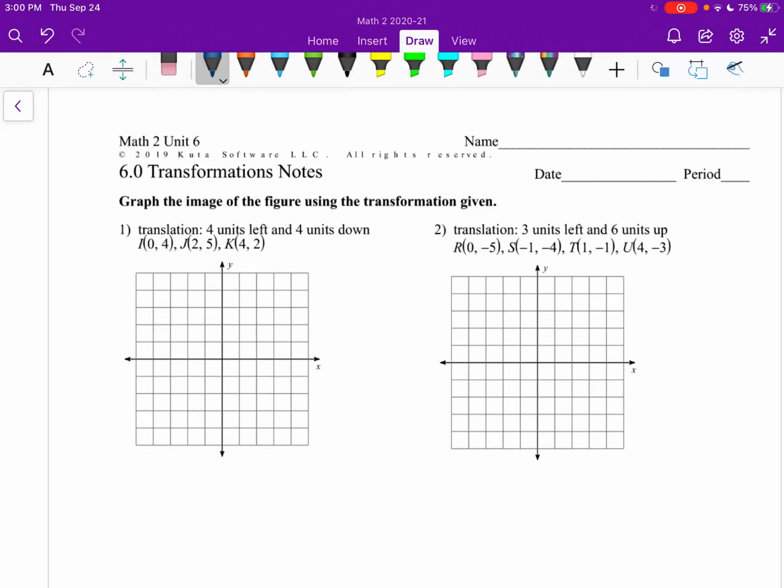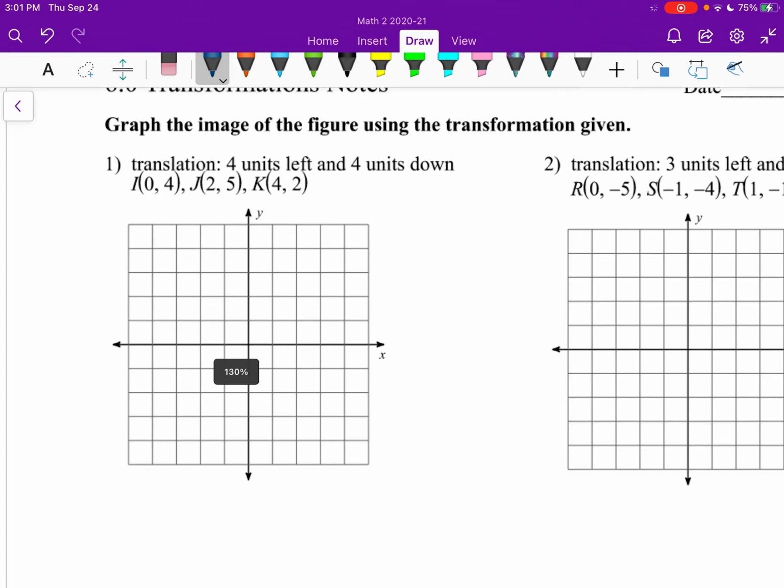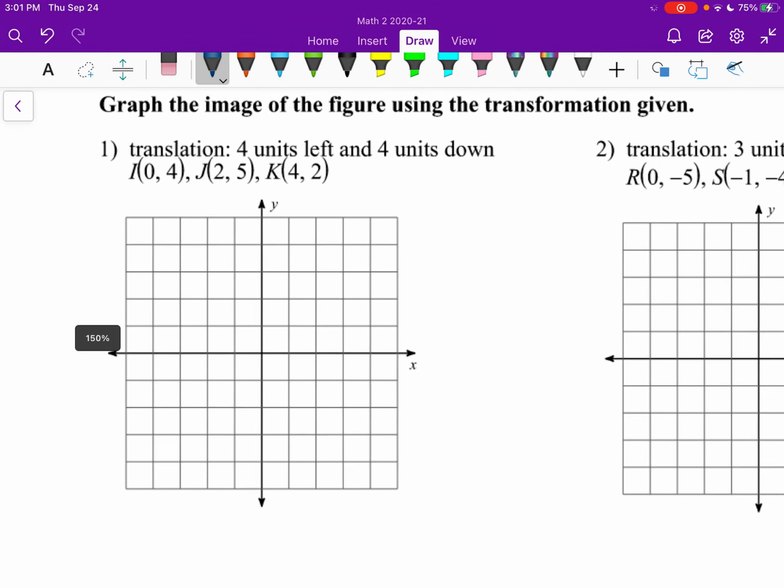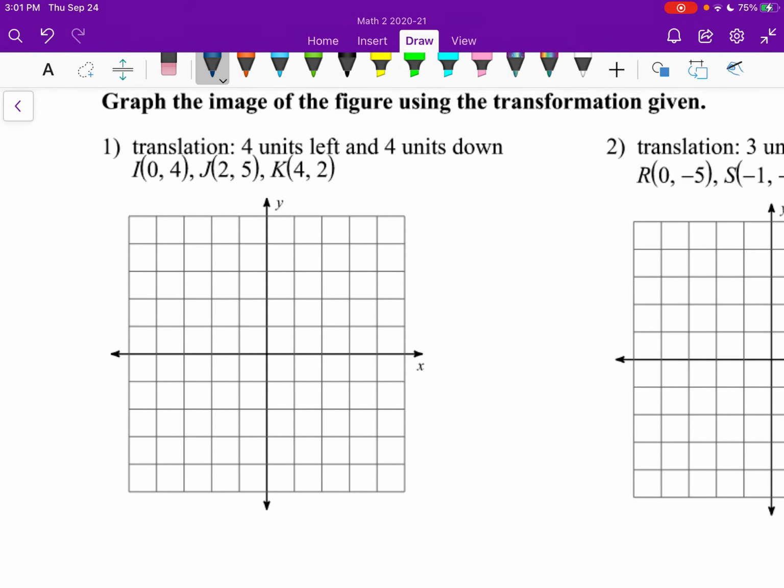All right, Math 2, Unit 6, Section 0, Transformation Notes. So hopefully transformations are a review, but just in case we want to go over them. For starters, there's a little bit of an easier way and a harder way to do these, and I'm going to show you the, I think, easier way to do them. It takes a little bit longer to do it, but I think it's a little bit easier to see.